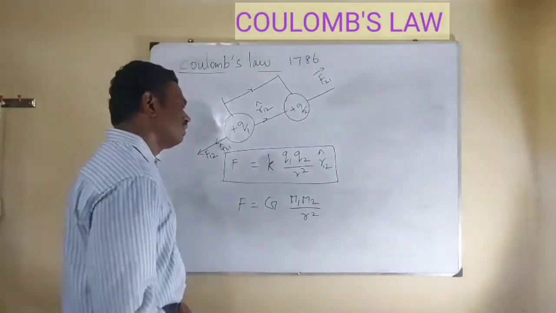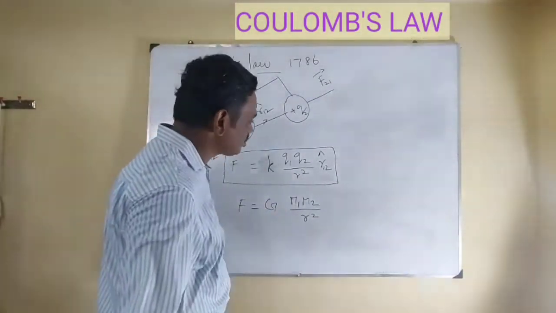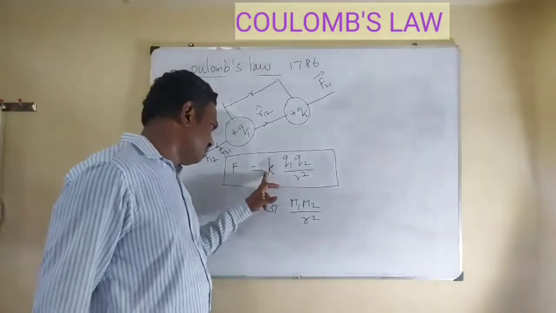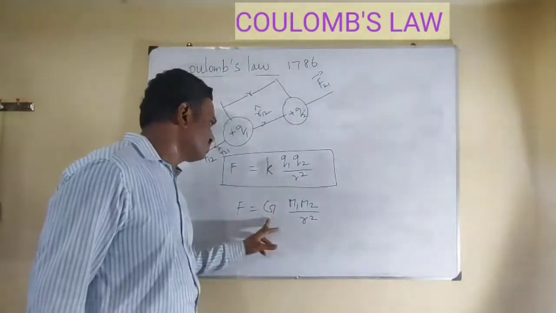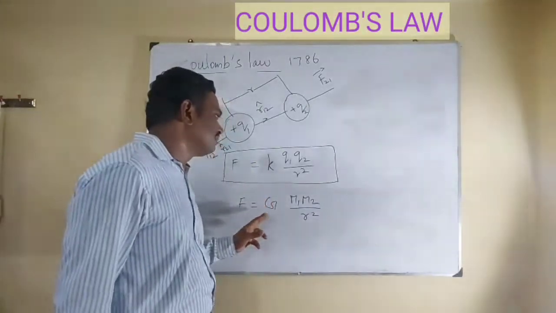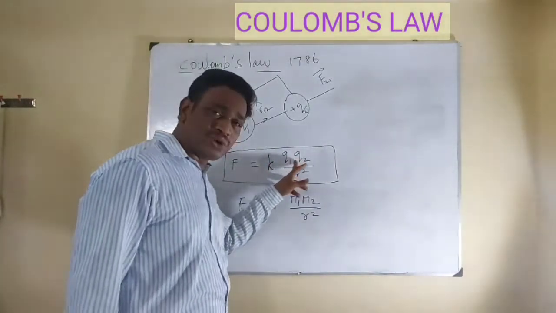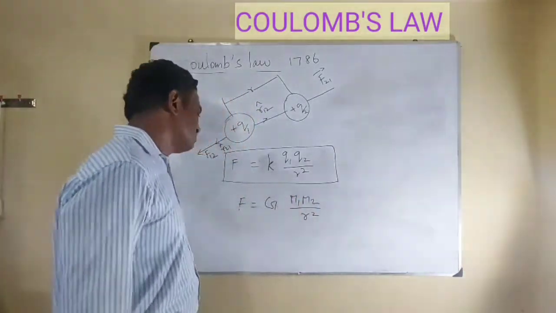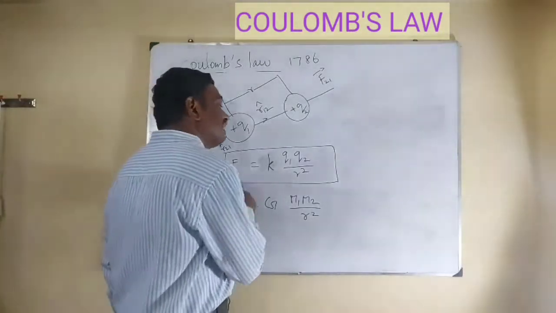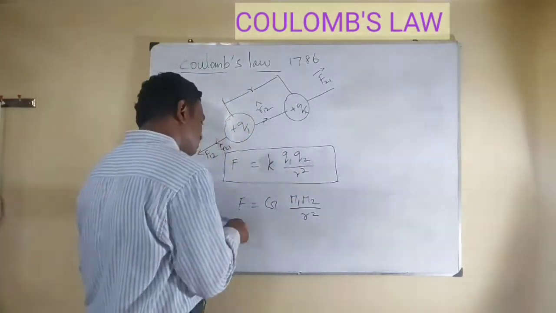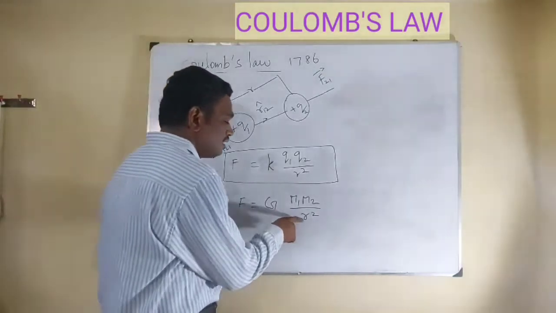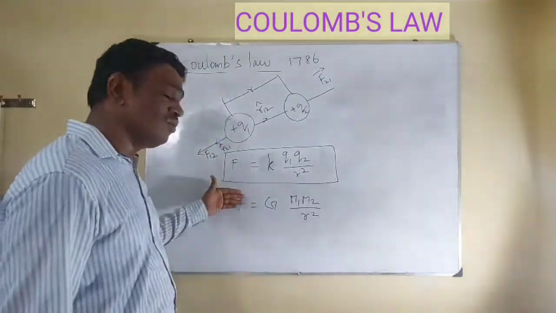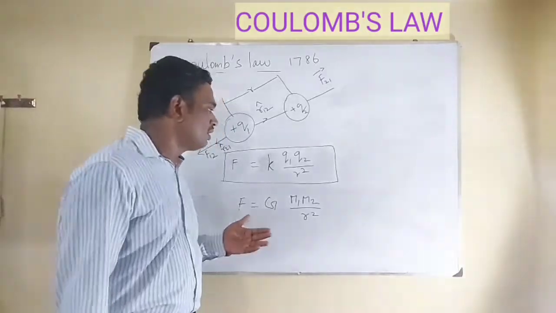Okay. Both equations have the same structure. See here, in Coulomb force and gravitational force, both equations use a constant. Here the force is directly proportional to the product of the charges. Here the force is directly proportional to the product of the masses. In Coulomb force, the force is inversely proportional to the square of the distance. In gravitational force, the force is inversely proportional to the square of the distance. These are the similarities between Coulomb force and gravitational force.